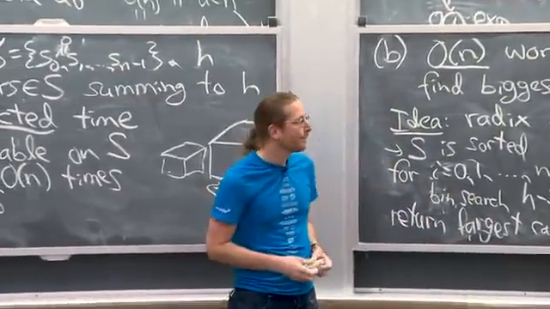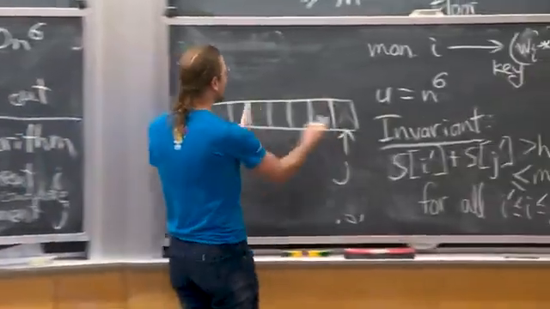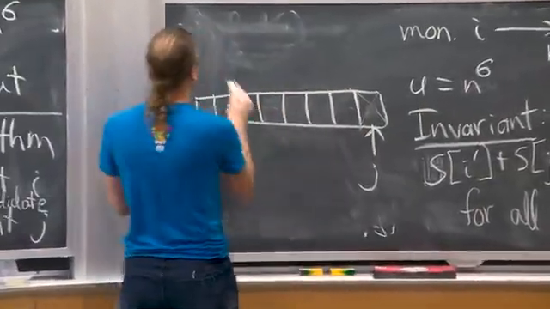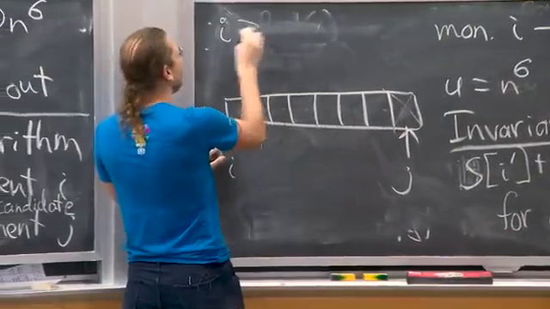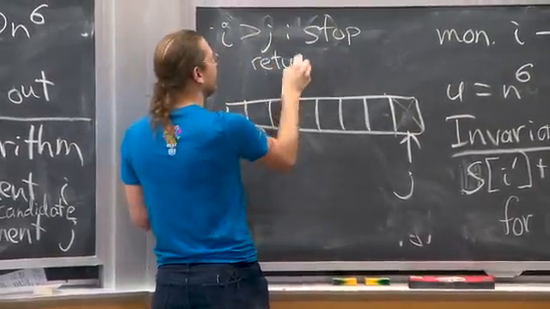Yeah? i cannot be equal to j. Oh, I cannot, right. So what are the termination conditions? When i equals j, that's probably when you want to stop. It depends. You could say if i is greater than j, stop, return max candidate.